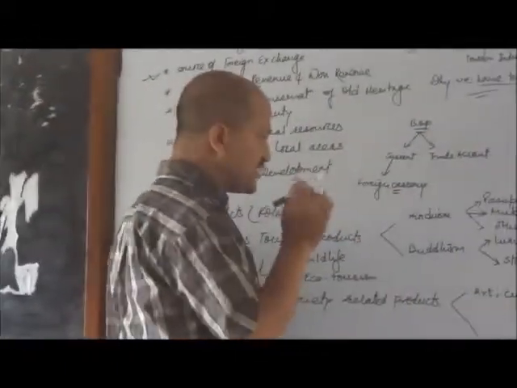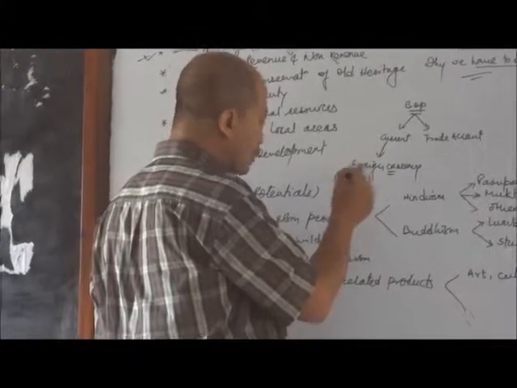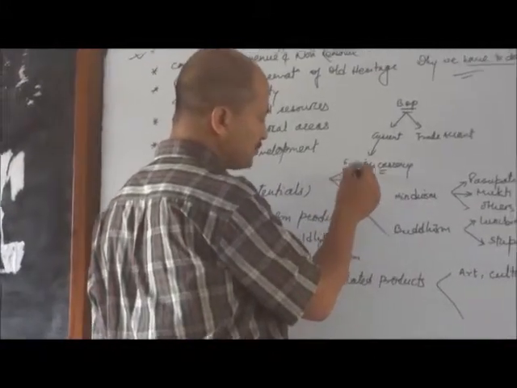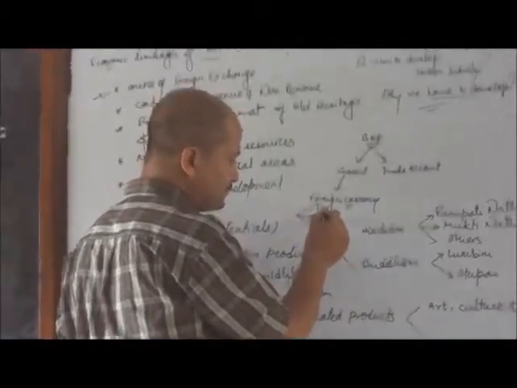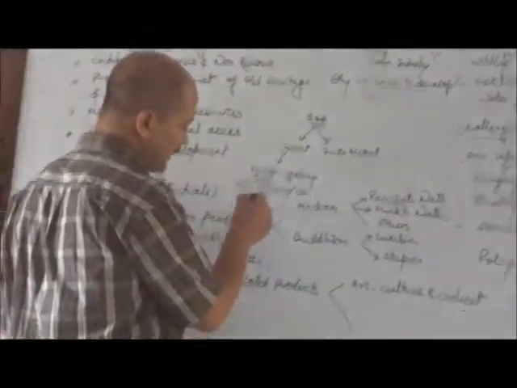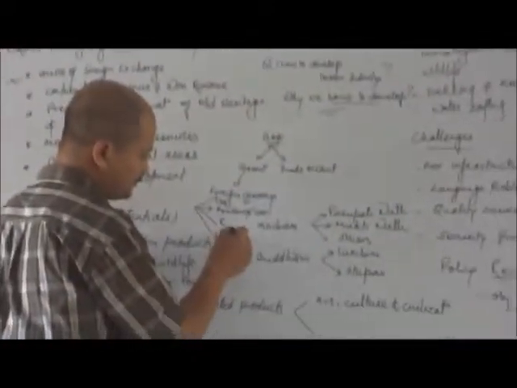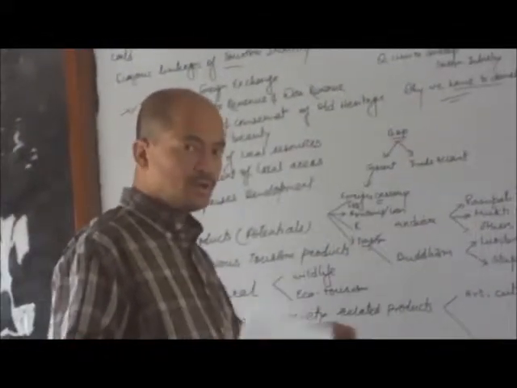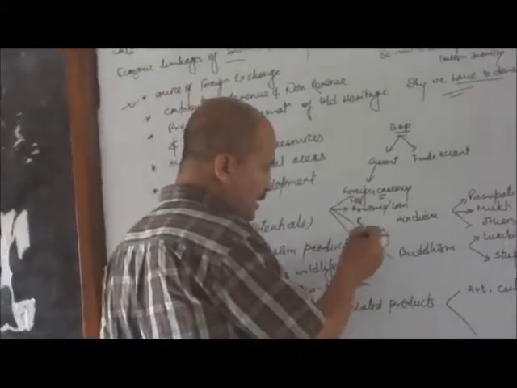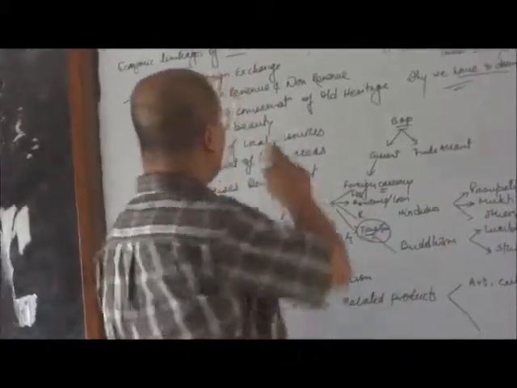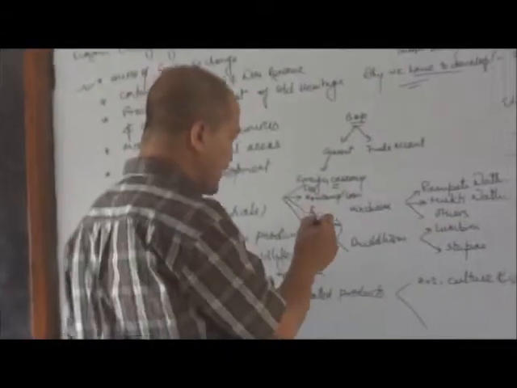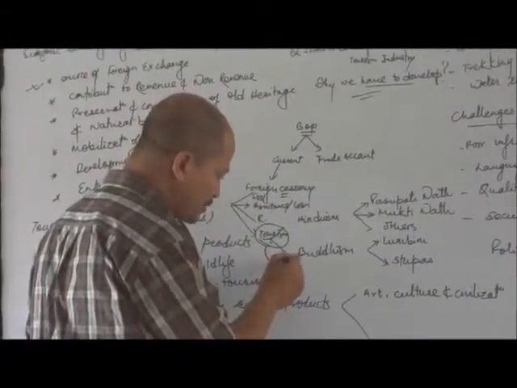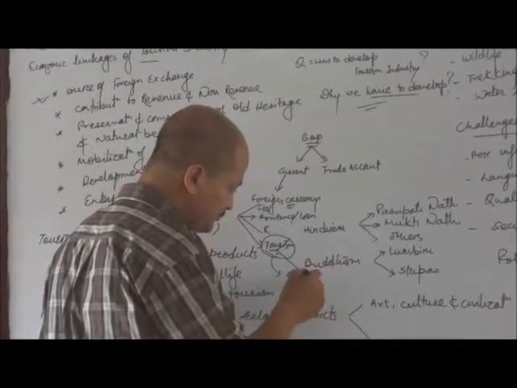At the present moment we have four sources: FDI, assistance or loan, remittance, and the fourth one is tourism. The tourism industry is also a prominent source of foreign exchange, and that can improve the reserve of foreign exchange.